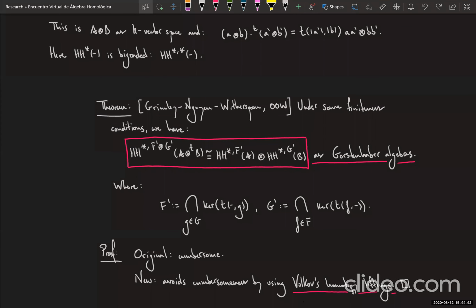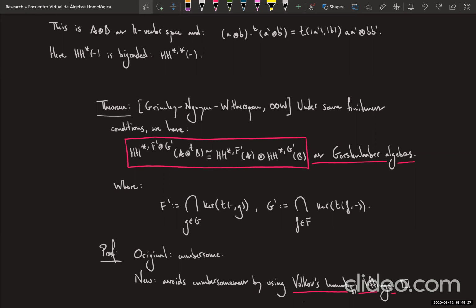A few years ago, in 2017, Grimley, Nguyen, and Witherspoon proved that under some finiteness conditions, we can translate Li and Zhou's result fairly close. So we can take this bigraded Hochschild cohomology where we fix in the second degree some f prime direct sum g prime, and we take the Hochschild cohomology of A twisted by bicharacter B, and this is isomorphic to the Hochschild cohomology of A and the Hochschild cohomology of B, where the second element of the grading is f prime and g prime, and this is an isomorphism as Gerstenhaber algebras.